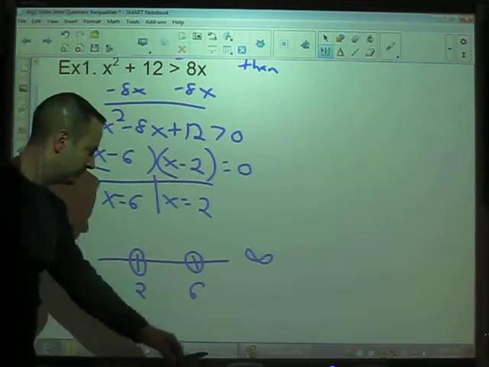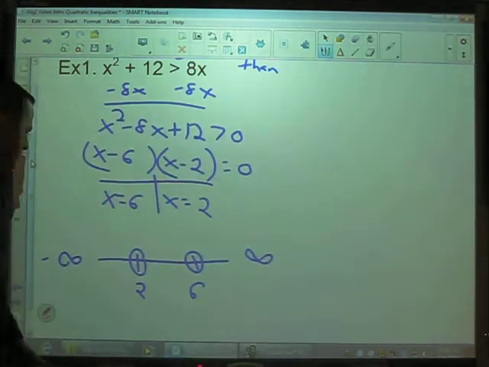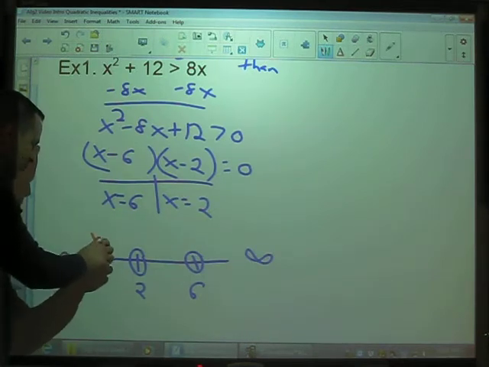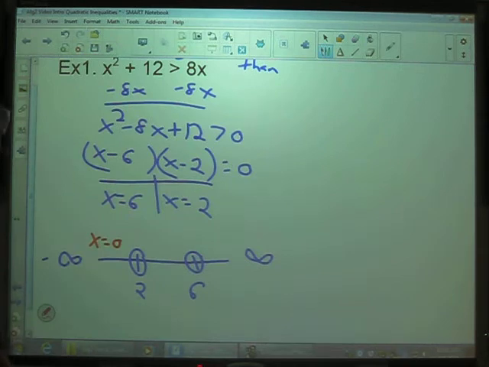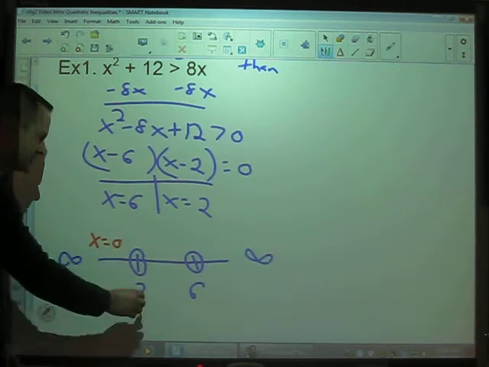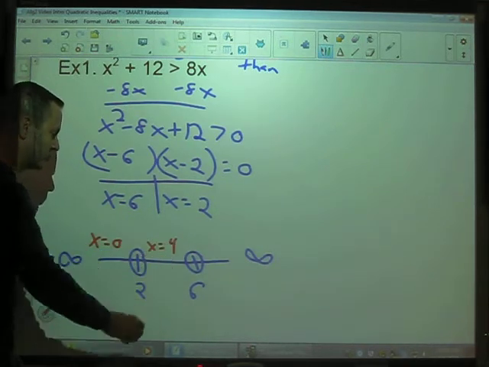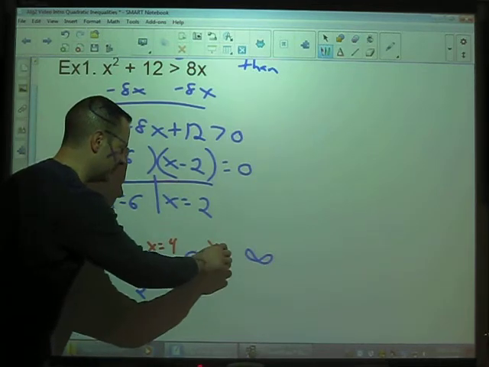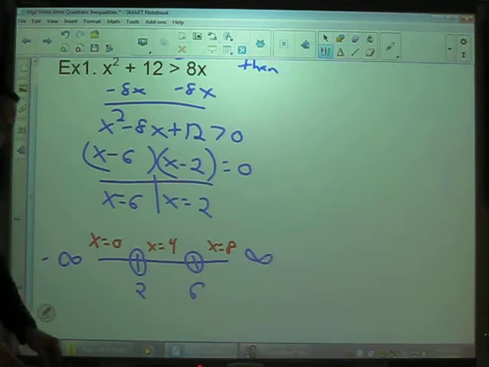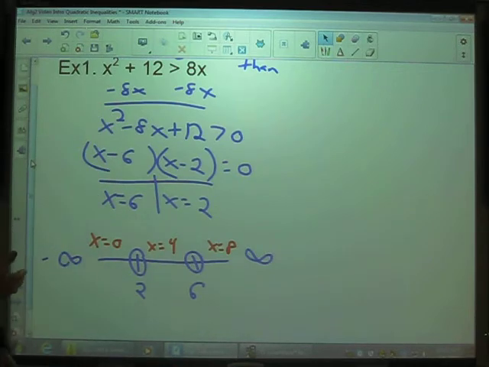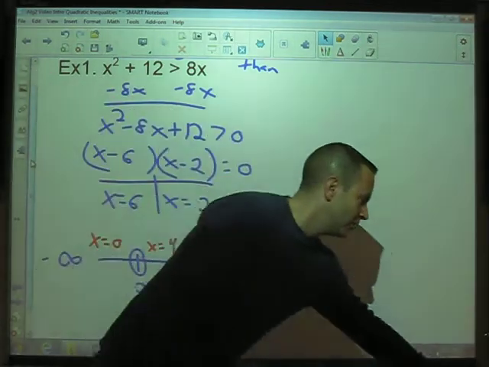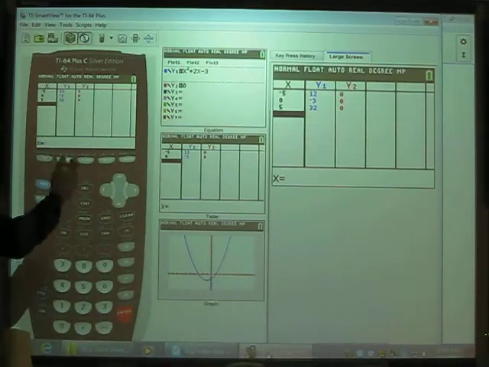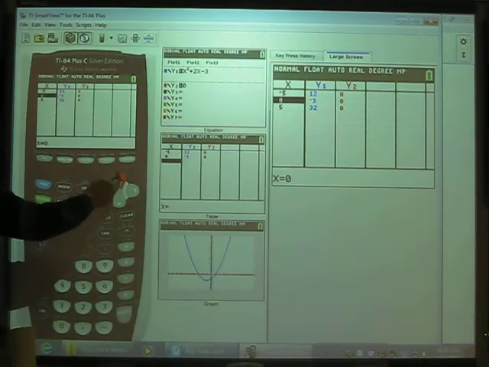All right, so first of all, let's get the inequality into the calculator, and then we'll pick a couple of easy values here. Okay, for the easy values, I need something between -infinity and 2. X equals 0, seems easy. Between 2 and 6, a nice value of 4 should work. And between 6 and infinity, something like 8 would be fine. So now let's go to the calculator and put in the quadratic.